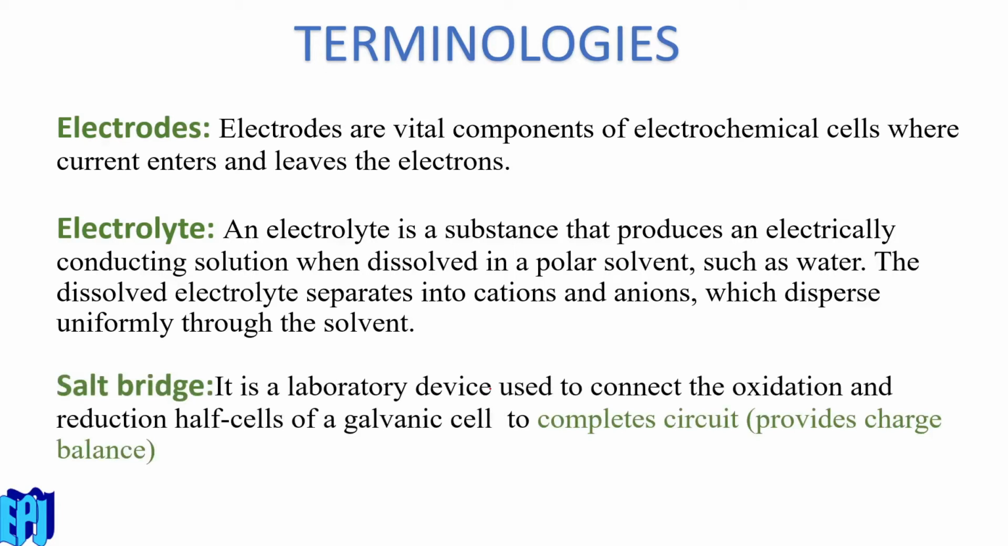We will discuss the term in detail in the next slides. Just go through the definition. It's a laboratory device used to connect the oxidation and reduction half cells of a galvanic cell to complete the circuit or to provide charge balance. It's a bridge. Bridge means it will connect two things.